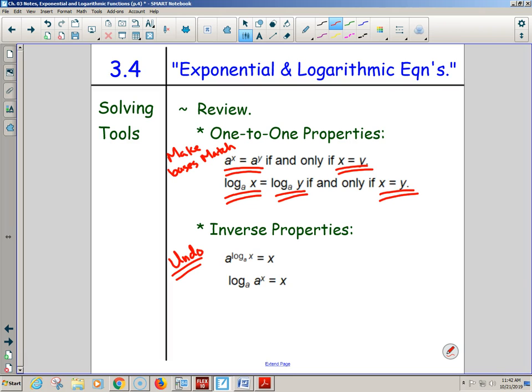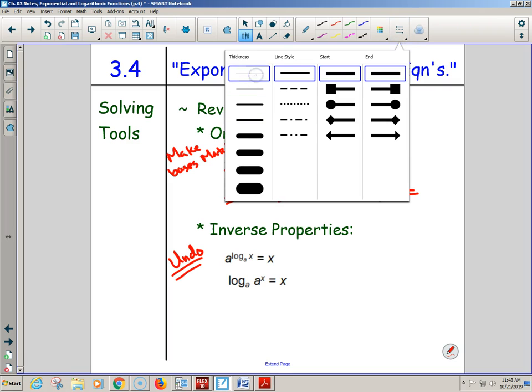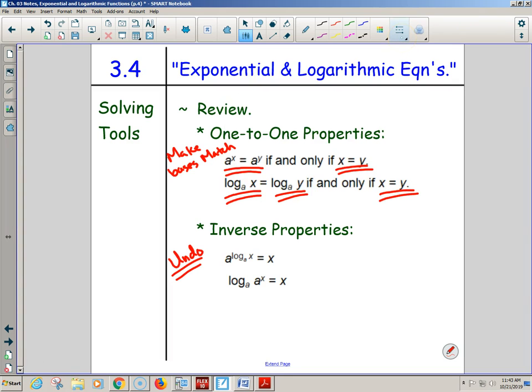Make bases match. Well, that was the beginning. Because if you can make bases match, you get to ignore the a's or ignore the log base a's, which makes everything better. But down underneath is how to actually get rid of them. If you have a to the power of log base a, let me make the marker a little bit thinner because I don't want to cover up the important stuff. If you can do a to the power of log base a of x, those cancel and you're left with x. Or log base a of a to the power of x, those cancel and you're left with x. That's how to actually undo legally.